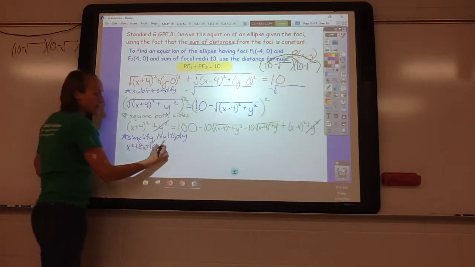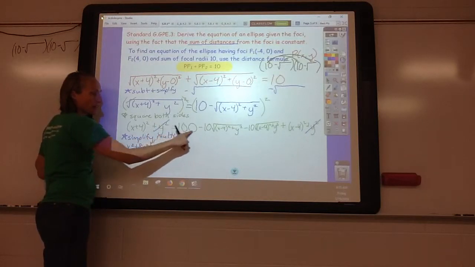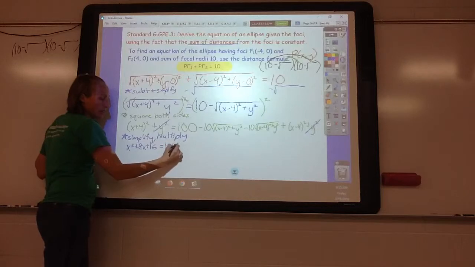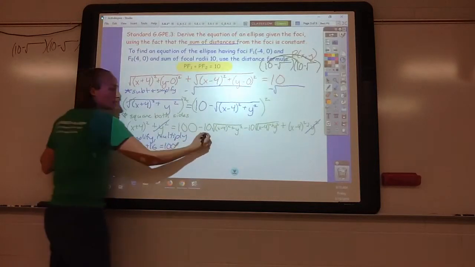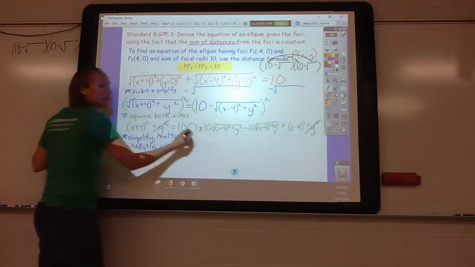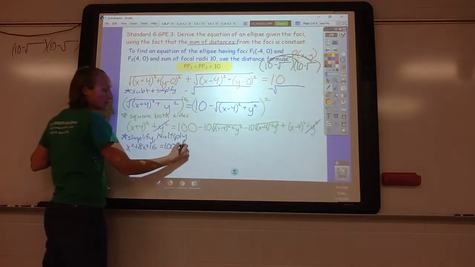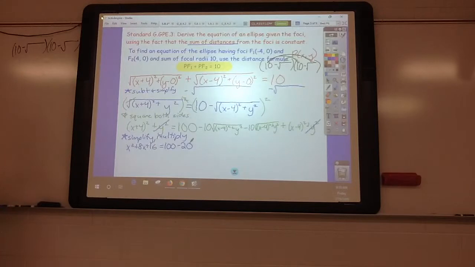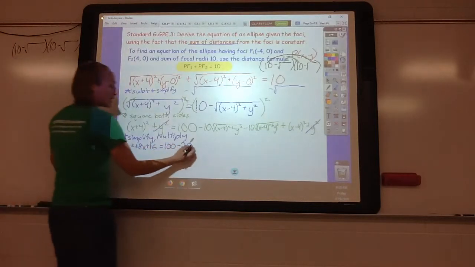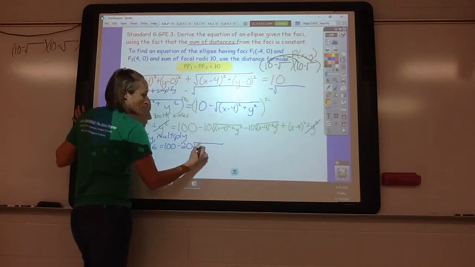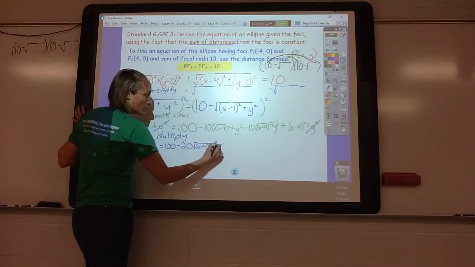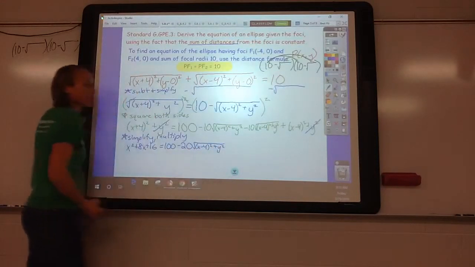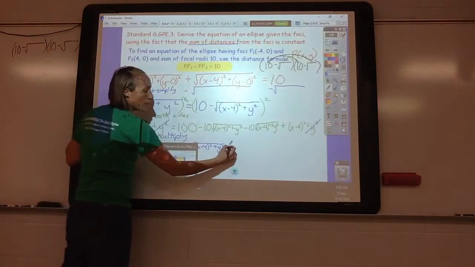Is equal to, I'm going across here, we can't do anything with the 100 yet, so we're going to leave that. I just told you that these two things are like terms. You could have written them together. If you didn't, we can write them together now, so it's negative 20. It's just like negative 10x and negative 10x. When you put them together, the two negative 10s come together. So the negative 20 root x minus 4 quantity squared plus y squared. Then keep going with that plus.